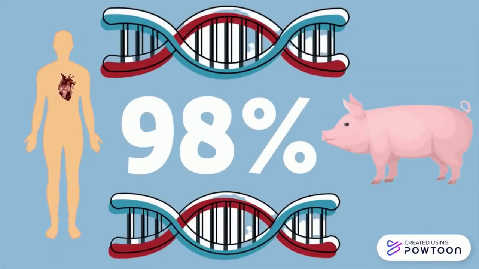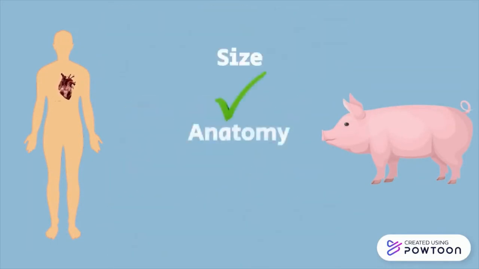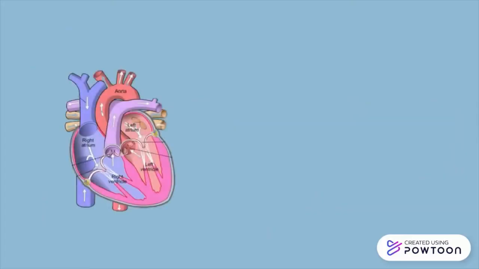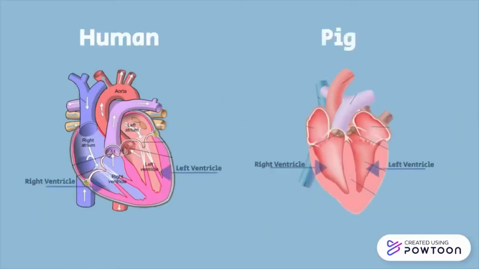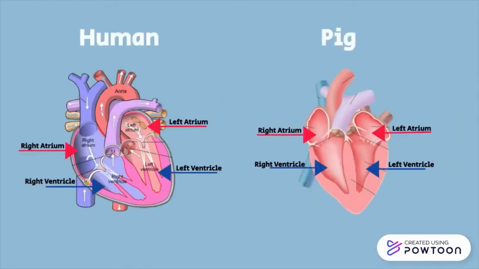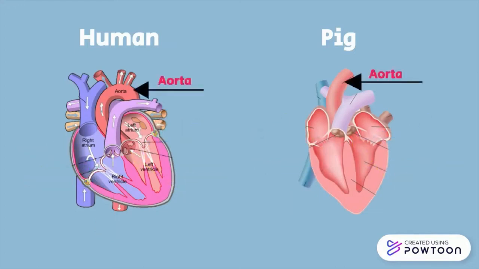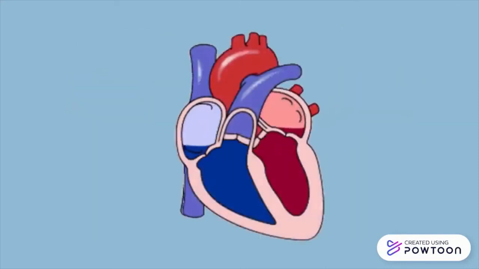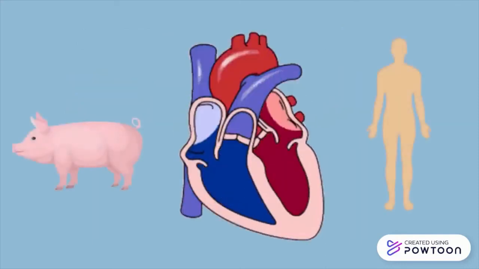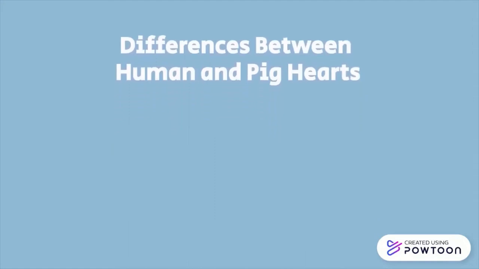leads to pig hearts having a very similar size, anatomy, and function to human hearts, and they are quite compatible. Both hearts contain 4 chambers, consisting of 2 ventricles and 2 atria. There are also 4 valves that are consistent with the valves in the human heart, and the aorta is in a similar position. These similarities allow for blood to flow through a pig heart the same way it flows through a human heart. There are also some key differences.